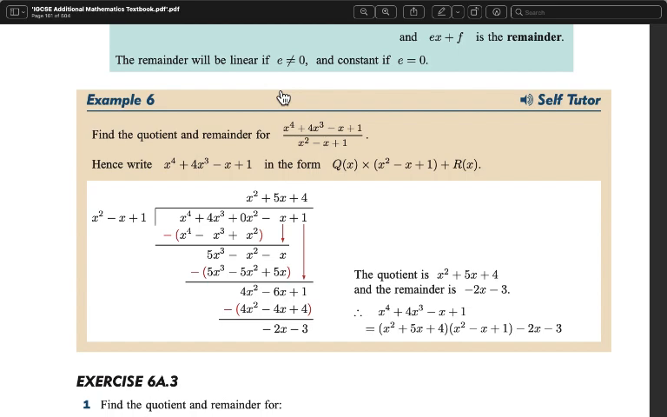And as there is no previous term for x² in the original function, it is assumed that the coefficient in front of x² is 0. It is more convenient.